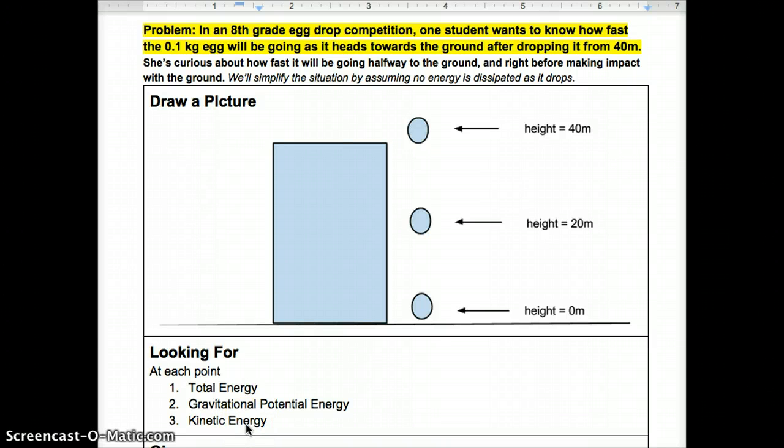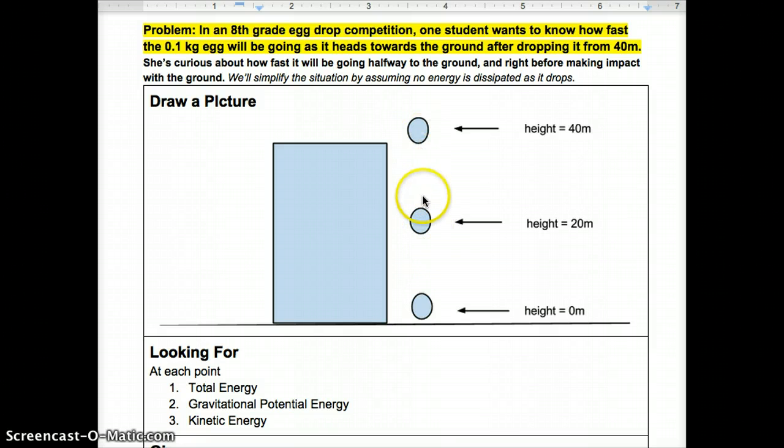To simplify this problem, we're going to assume that no energy is dissipated, meaning no energy is lost. So all this gravitational potential energy converts to kinetic energy as you go down. So before we start these problems, it's important to get that concept. Here there's no velocity, so there's no kinetic energy. All the energy of the system is gravitational potential energy. As it drops, it gets closer to the ground. So that total energy is kinetic and potential.